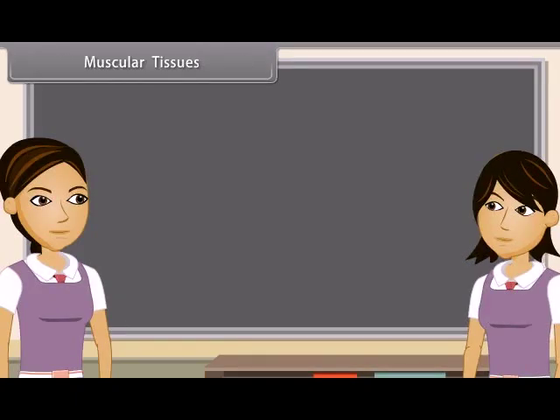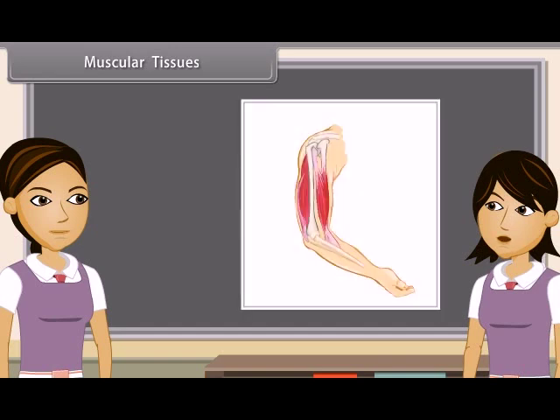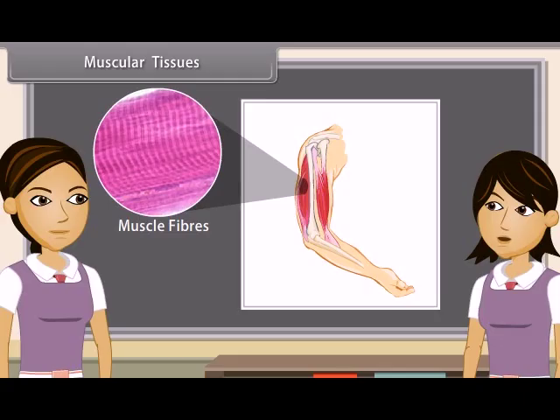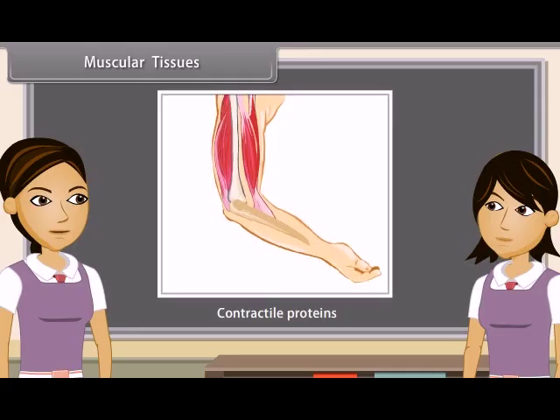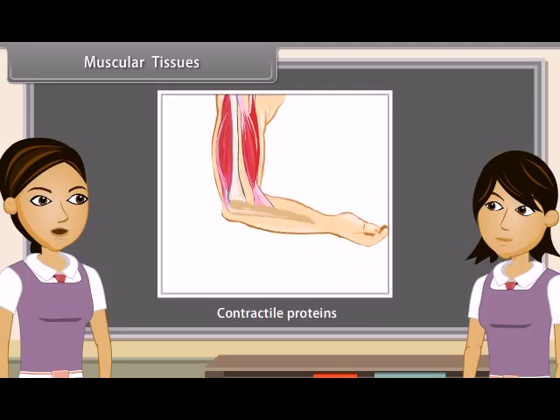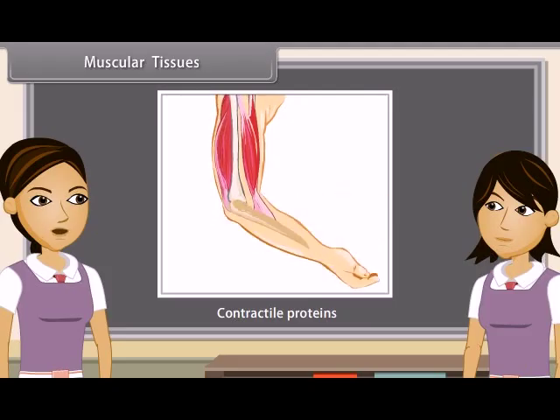Muscular tissues. Muscular tissue consists of elongated cells, also called muscle fibers. Muscle contains special proteins called contractile proteins. When these proteins contract and relax, then movement is caused.